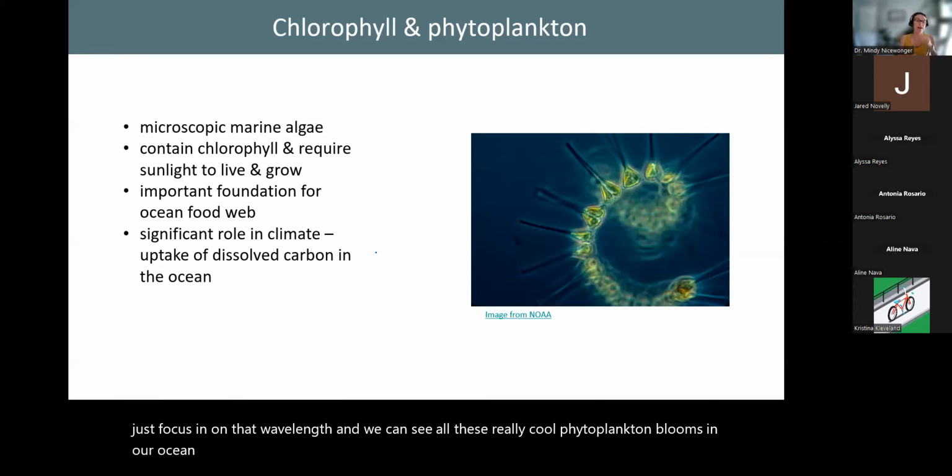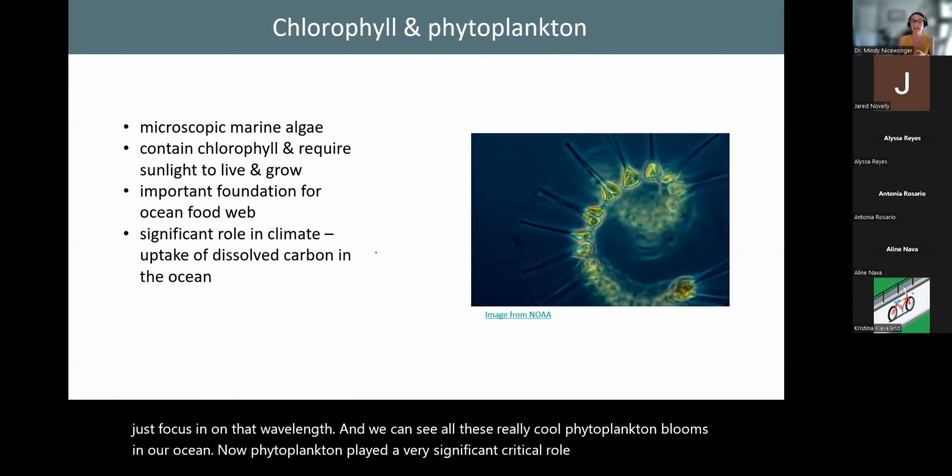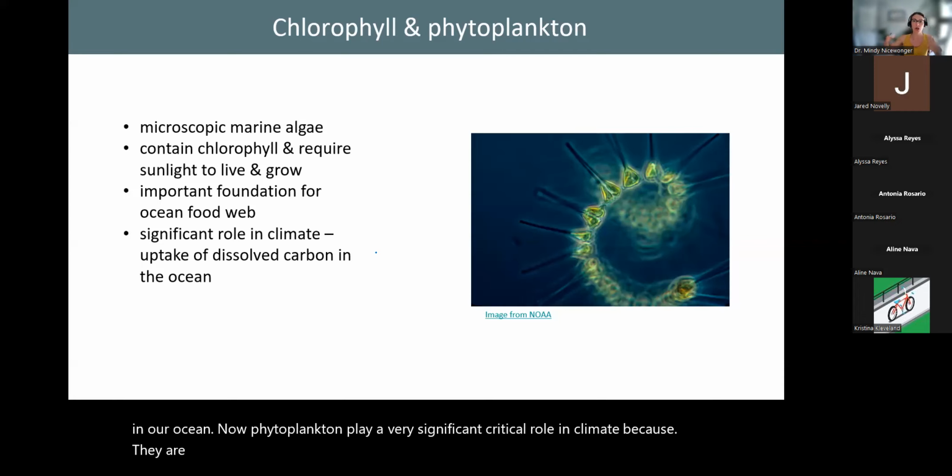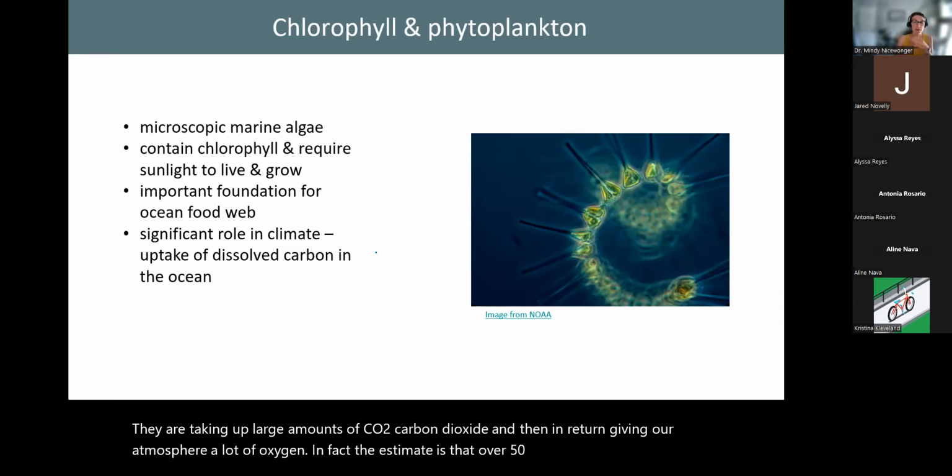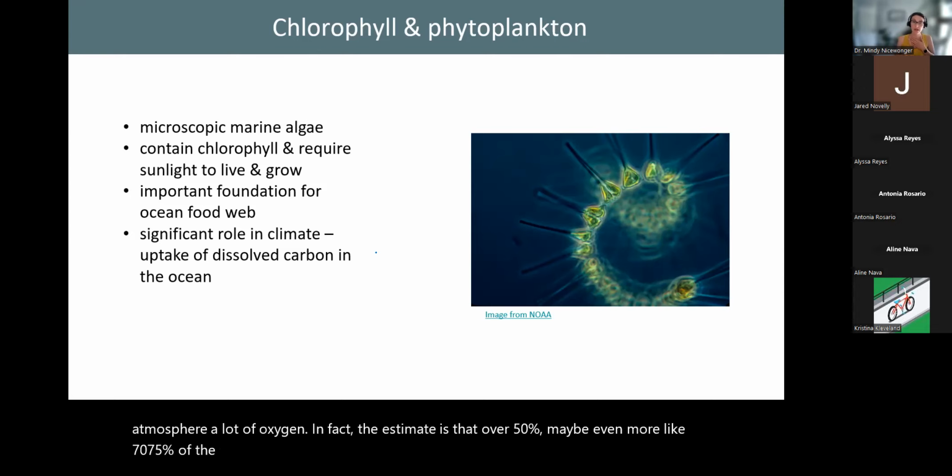Now, phytoplankton play a very significant, critical role in climate because they are taking up large amounts of CO2, carbon dioxide, and then in return giving our atmosphere a lot of oxygen. In fact, the estimate is that over 50%, maybe even more like 70, 75% of the oxygen we breathe is due to phytoplankton, not the land trees. Okay, so these phytoplankton are doing some serious work.